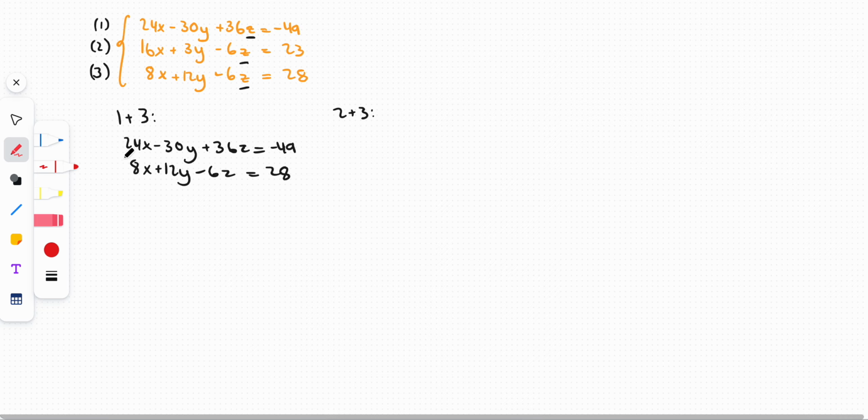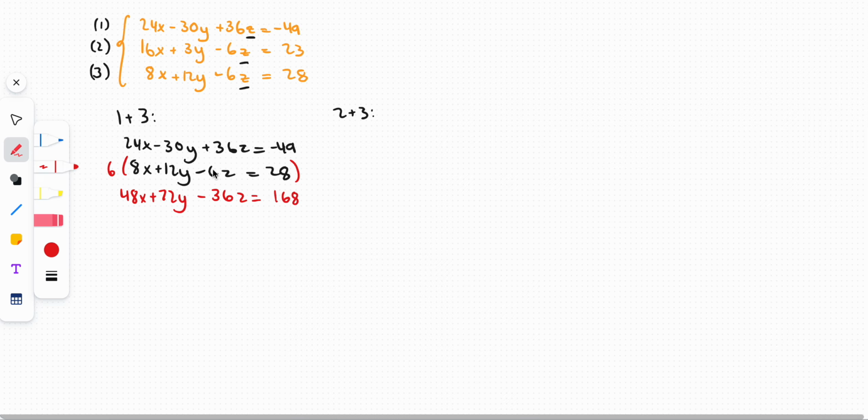So I think the only thing we have to do is multiply our bottom equation right here by 6, and we should be able to eliminate. Because this is going to turn into a negative 36z, which vertically added is going to cancel out with the positive 36z. So when we multiply, we're going to get 48x plus 72y minus that 36z, and then 28 times 6 is going to equal 168.